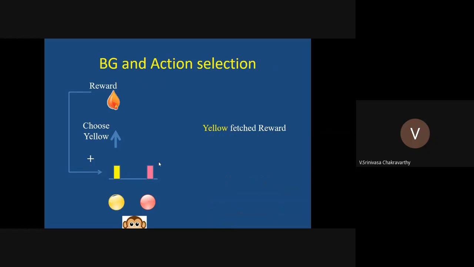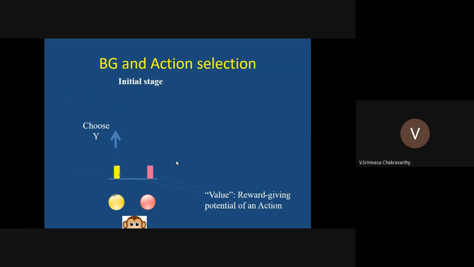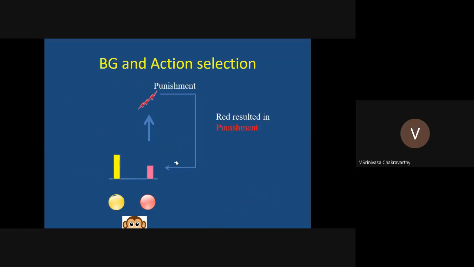Then it presses the yellow button, it gets orange juice, so it got reward. So now it understands that yellow is a good thing. So its weightage for yellow goes up. Similarly, next it tries the red button. It gets a shock, right? And then understands that red means punishment or negative reward. So its weightage for red goes down. So what we call weightages are more formally called values in reinforcement learning literature. So yellow has high value and red has low value.